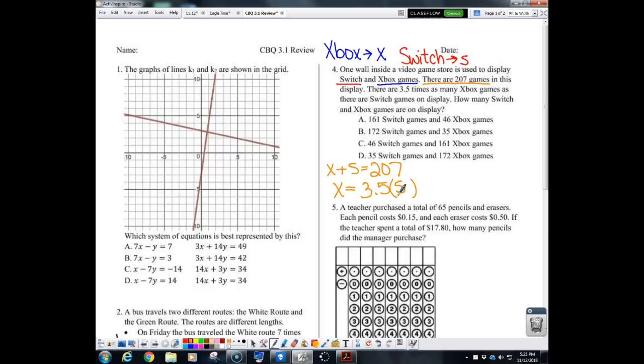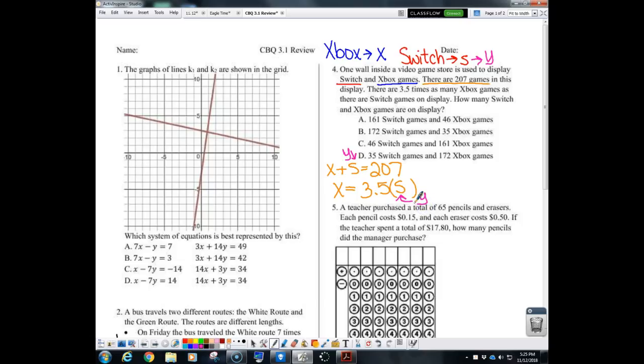How many Switch and Xbox games are on display? Okay, so here you have your system, right? And one of them is already X, but the other is S, and I can't use S. So instead of S, I'm going to use Y. So this would be Y right here, and this would be Y when you plug it into Desmos.